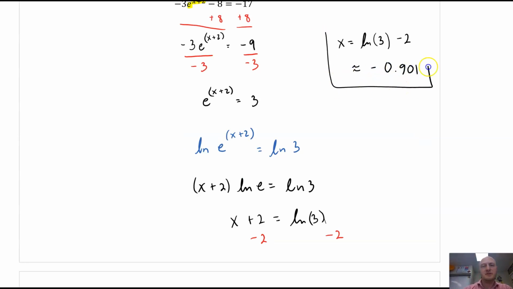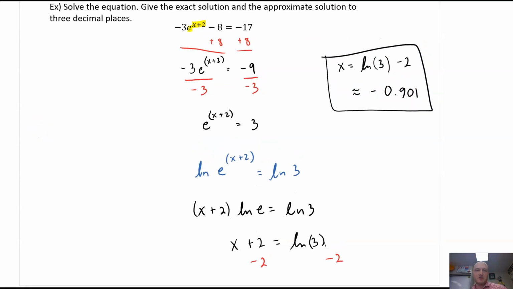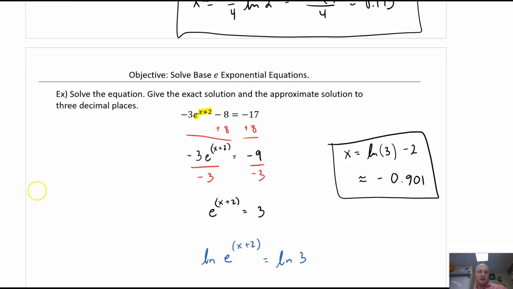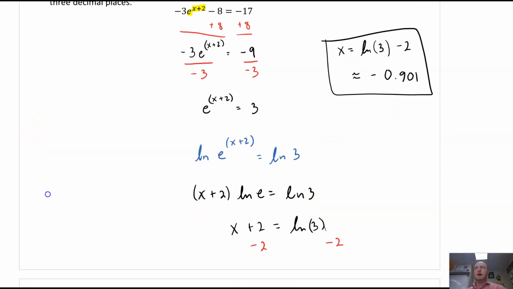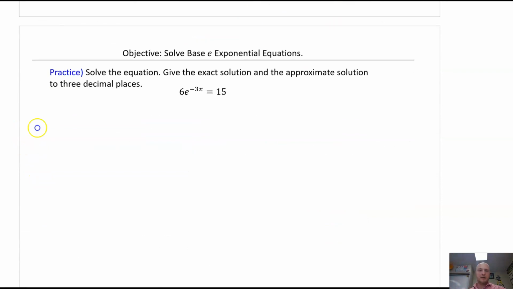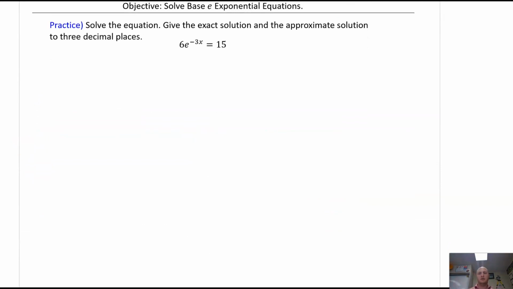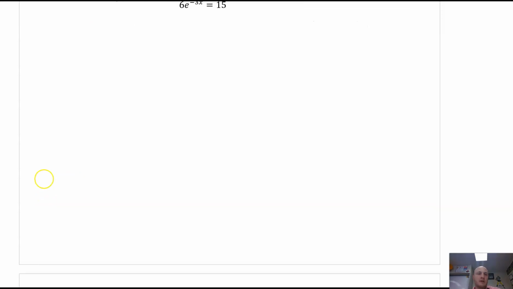Okay, so there is our exact and our approximate solution to that equation. Okay, I have some practice problems here for you. I'm going to go ahead and let you pause the video and give these ones a go. Okay, hopefully you tried this one.